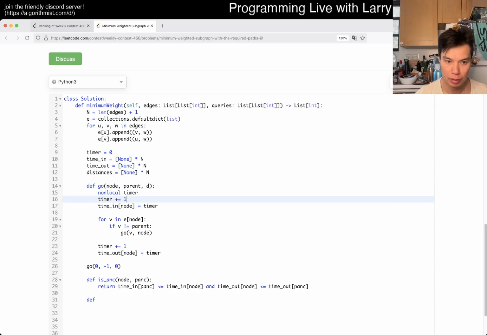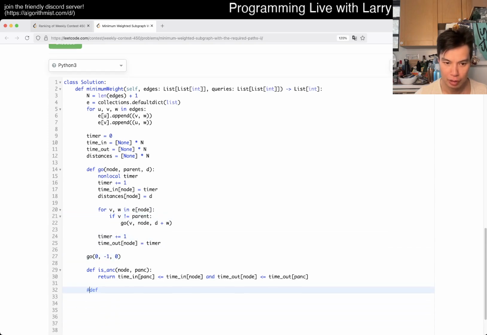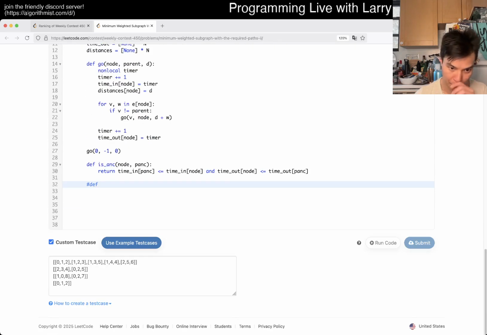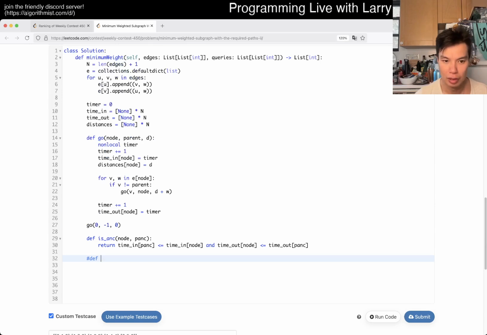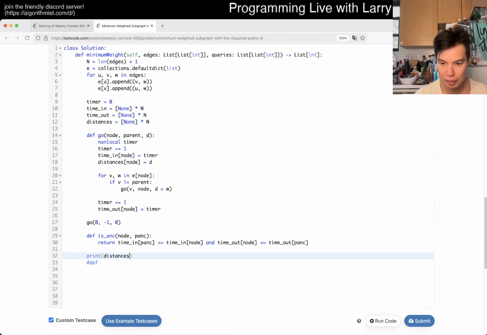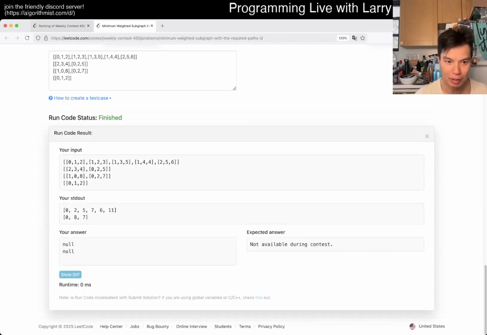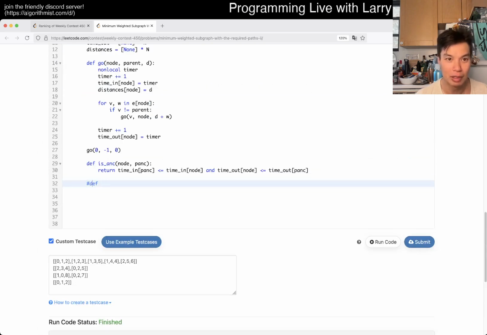D, right? So now distances of node is equal to D. We go D plus W. What's the W? All right, let's see if this runs real quick. Okay, looks okay. I mean, it doesn't crash. I guess I got print stuff. That part I'm not worried about. This part I've done a billion times, so I've also failed a billion times, so I don't know.